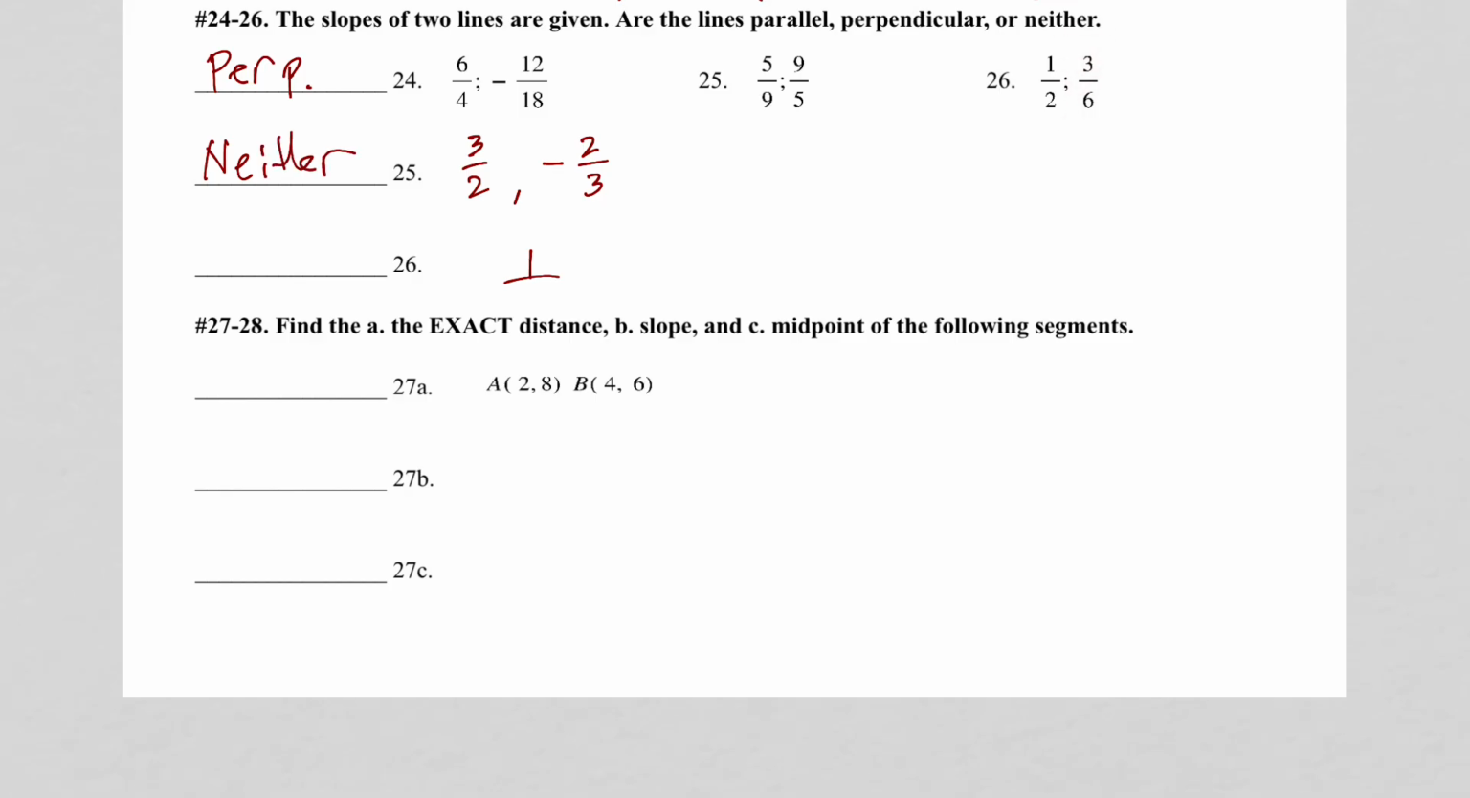When I reduce this, I get 1/2. So they have identical slopes, which means they're parallel.